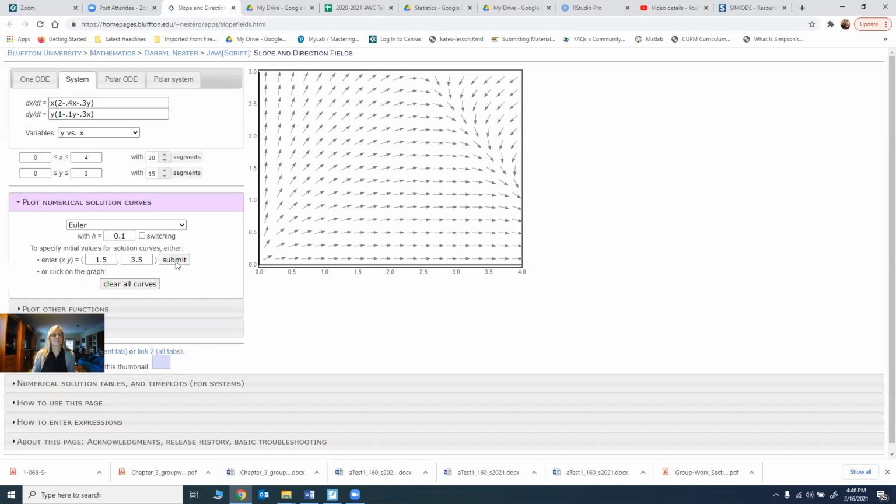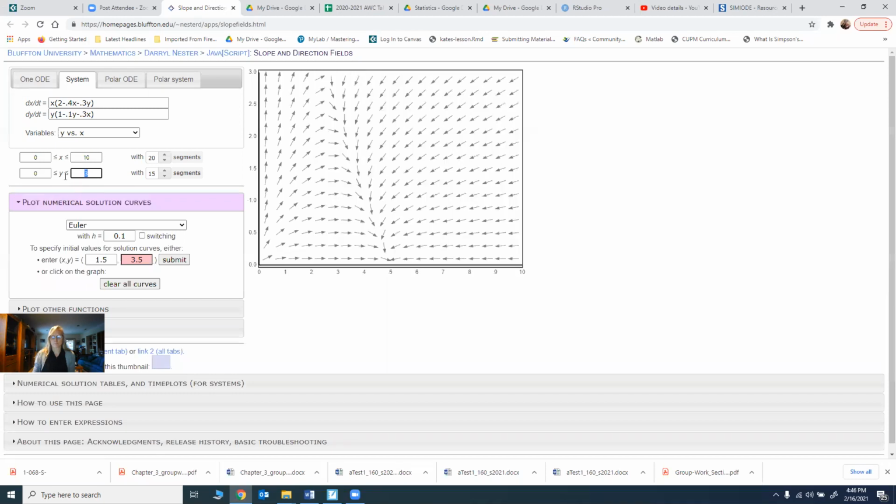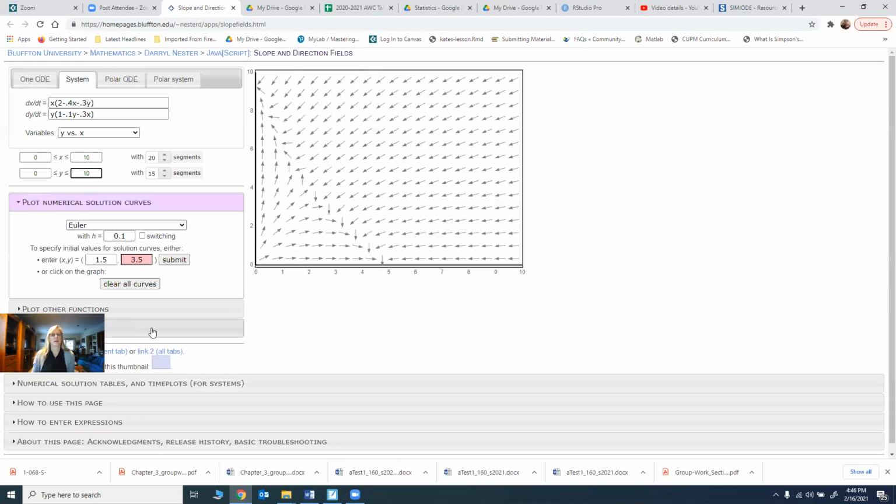And so again, I'm going to let the technology do this for me. Oh, I need to go up higher. Let's go up to 10 in the x and 10 in the y. And then we'll submit this. And now we can see what this graph looks like.